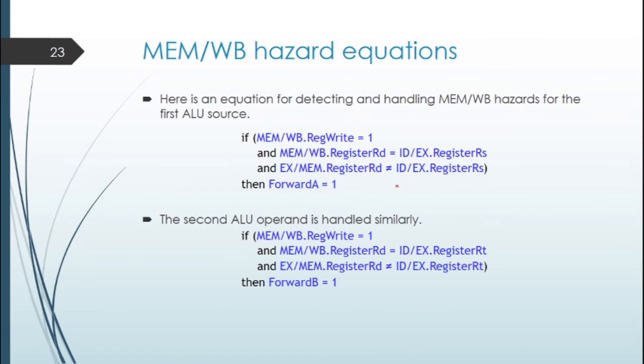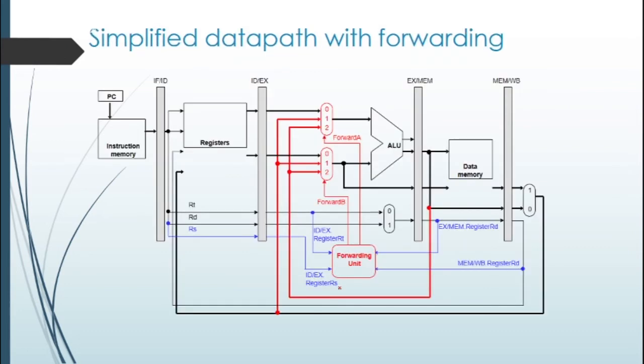So this is the MEM/WB hazard equation. It will add another check, and that check is basically if there is no EX/MEM hazard. If there is no EX/MEM hazard, that means it's a normal MEM/WB case, where instruction number 3 is dependent on instruction number 1. It means ForwardA is equal to 1 only if there is no EX/MEM hazard. So this will be the case for MEM/WB hazards.